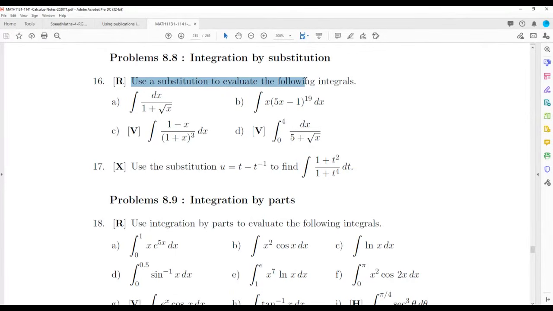Use a substitution to evaluate the following integrals. The main difficulty with this method is to actually decide on what a suitable substitution is. What also complicates it is that there's sometimes more than one substitution. You can make different choices. So let's work through this problem, and we can talk about it. Let's go to my document camera.